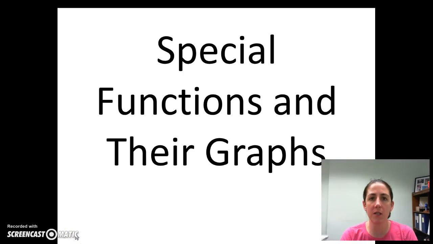Hi, today we're going to look at special functions and their graphs. Most of the graphs that we deal with in this class will take on the shapes of what we refer to as the 8 parent functions. So let's take a look at what those 8 parent functions look like.